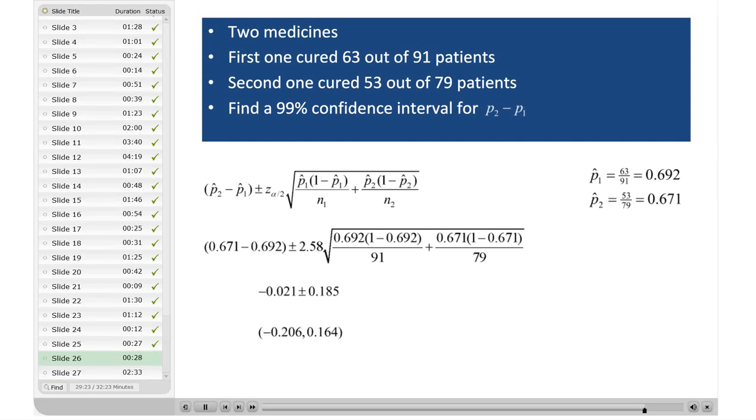In any case, we just calculate these numbers and plug them in. Once we perform these computations, we get a confidence interval of negative 0.021 plus or minus 0.185. As before, we take the first number and subtract the second number to get negative 0.206, and then we add these two numbers and we get 0.164. So we're 99% confident that the difference between P2 and P1 is somewhere between negative 0.206 and 0.164.